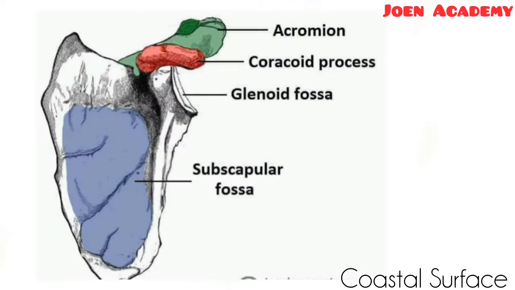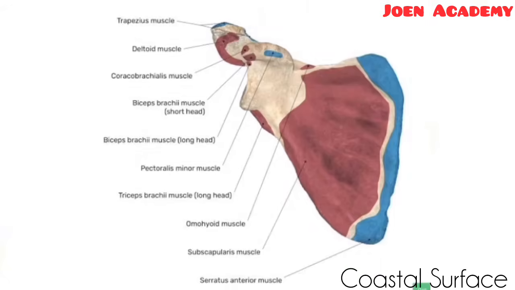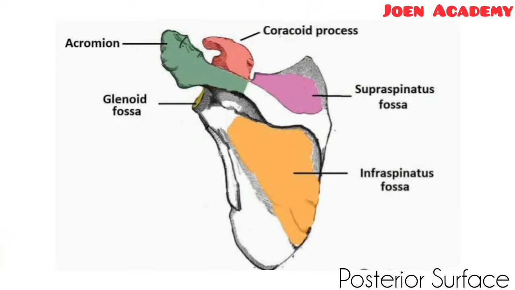Originating from the superolateral surface of the costal scapula is the coracoid process. It is a hook-like projection which lies just underneath the clavicle. 3 muscles attach to the coracoid process, which are the pectoralis minor, coracobrachialis, and the short head of the biceps brachii. The posterior surface of the scapula faces outwards. It is a site of origin for the majority of the rotator cuff muscles of the shoulder. It is marked by the spine, acromion, infraspinatus fossa, and supraspinatus fossa.